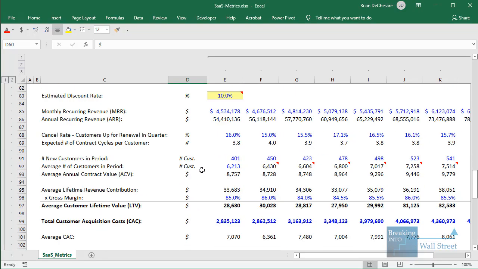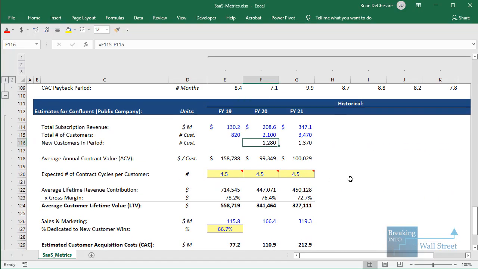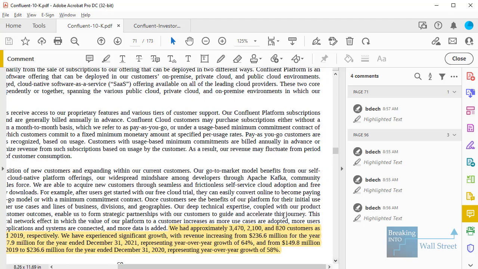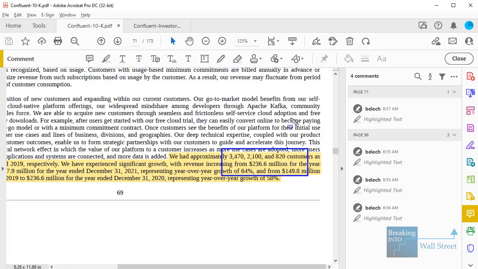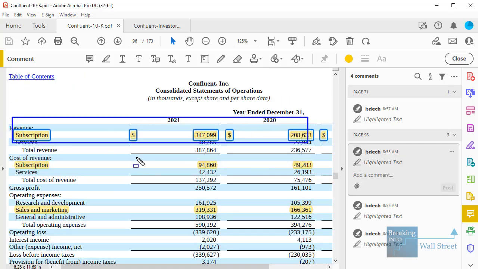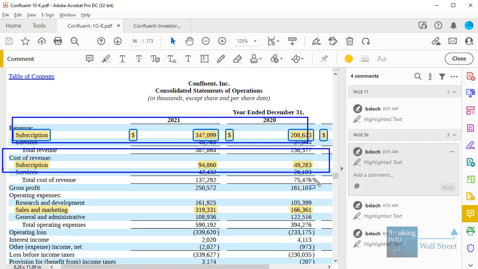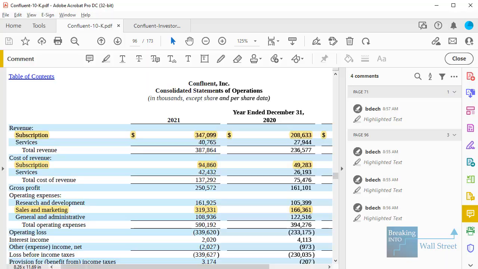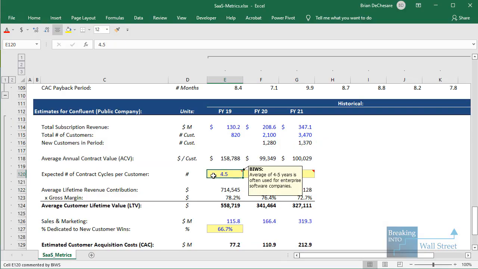So for example, if you go down to Confluent here, I've taken the subscription revenue and the total number of customers directly from their 10K filings. They do disclose the number of customers if you go to my highlighted segment here. So they give us that information. And then if you go to the income statement, they also give us their subscription revenue. They give us their cost of revenue so we can get the gross margin like that. But they don't really have much else there. They don't have anything about the cancellation rate.